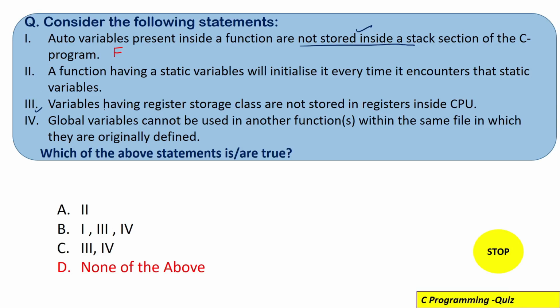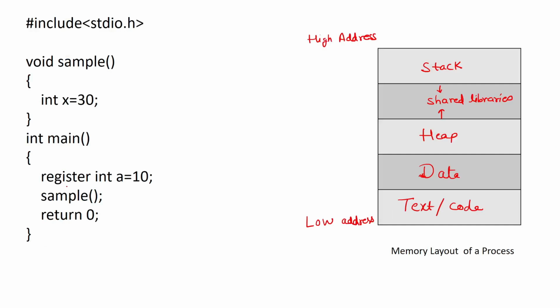The third statement says variables which have the register storage class are not stored inside the registers. Let's see why this statement is also false. Here you can see I have used the register keyword. This is another storage class. When we use the register storage class with a variable, it means that the variable will be stored inside the register, but this is not a compulsion. That variable may or may not be stored inside the register by the compiler.